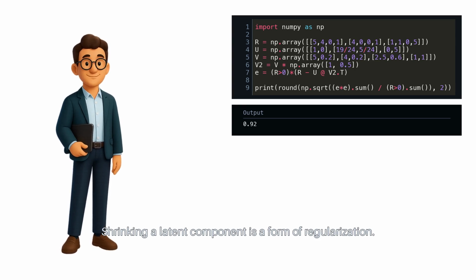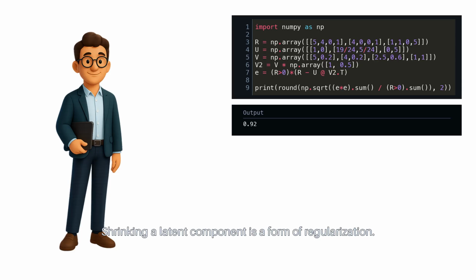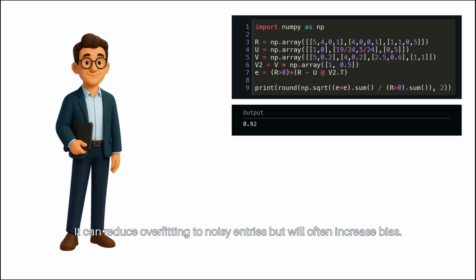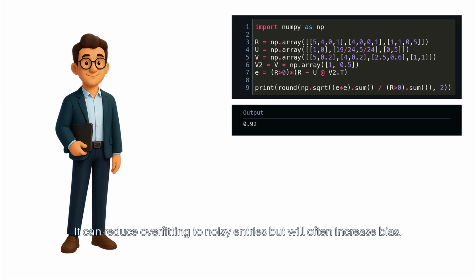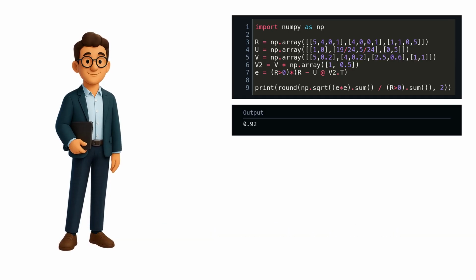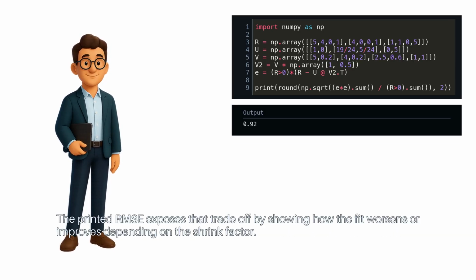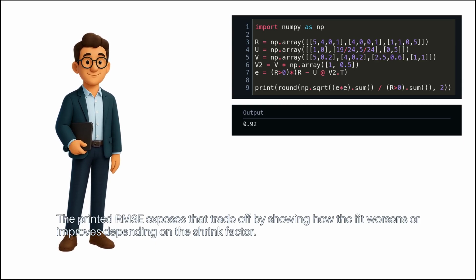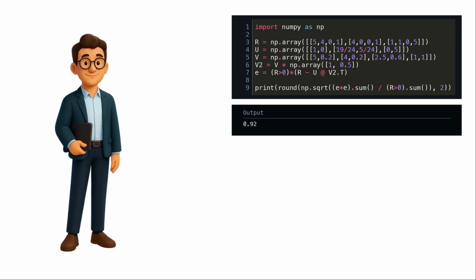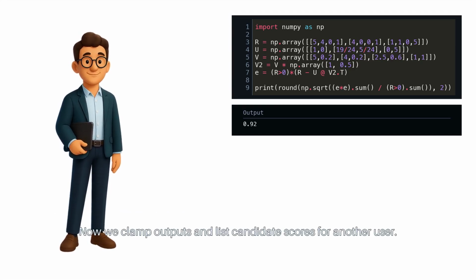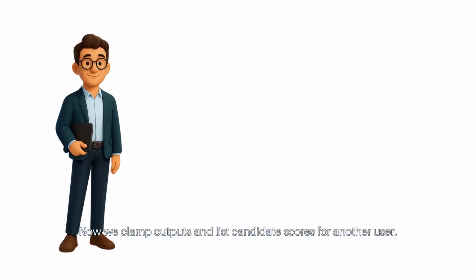Shrinking a latent component is a form of regularization. It can reduce overfitting to noisy entries, but will often increase bias. The printed RMSE exposes that trade-off by showing how the fit worsens or improves depending on the shrink factor. Now we clamp outputs and list candidate scores for another user.